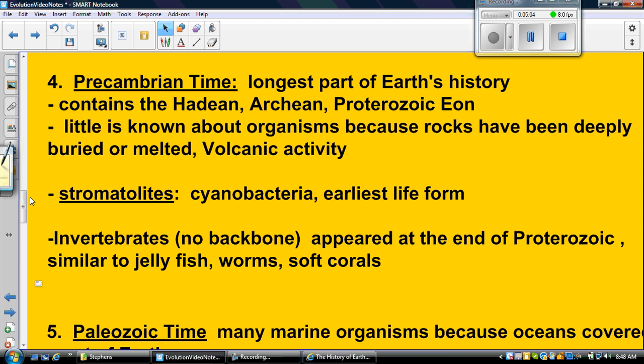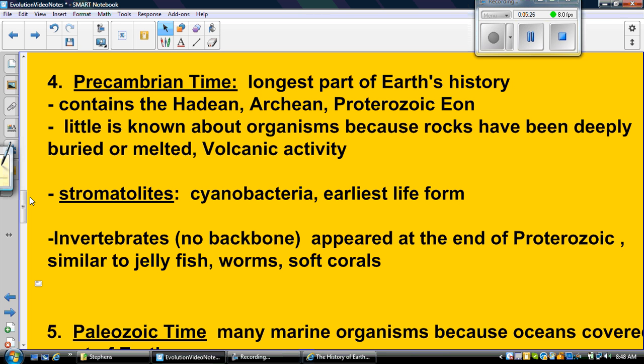Little is known about the organisms because the rocks that would have contained fossils have either been buried or melted, and there was a lot of volcanic activity that could have destroyed the fossils and not allowed the remains of living things to become fossilized. So we don't know a whole lot about the Precambrian time.